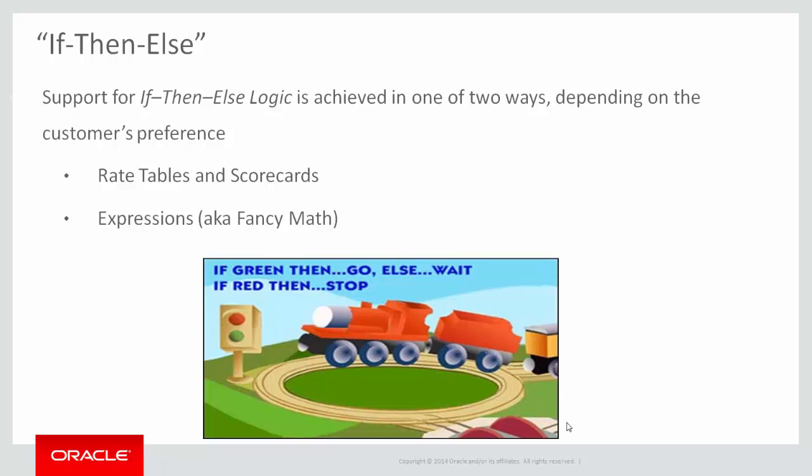So in order to help illustrate if-then-else, we have this little graphic here of a train going around in a circle. It says, if the light is green, then go, else wait, and if it's red, then stop. Within incentive compensation, we actually have a couple different ways to support if-then-else logic. The one that you would use really depends on your customer's requirements as well as your personal preference.